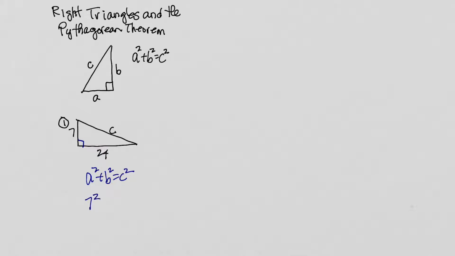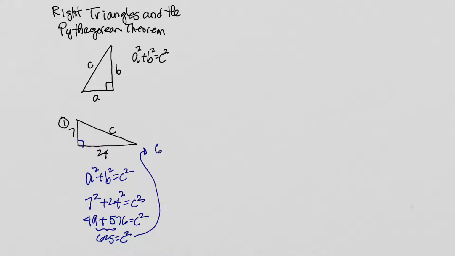So how about if we write it like this? Say we have 7 squared, so I'll let a be this vertical leg, and b will be the 24. So plus 24 squared, that's equal to c squared. Now, 7 squared we know is 49, plus 24 squared, 576, that's equal to c squared. And if we add these two numbers together, we'll get 625, and that's equal to c squared. But it's not c squared that we're looking for, it's c.